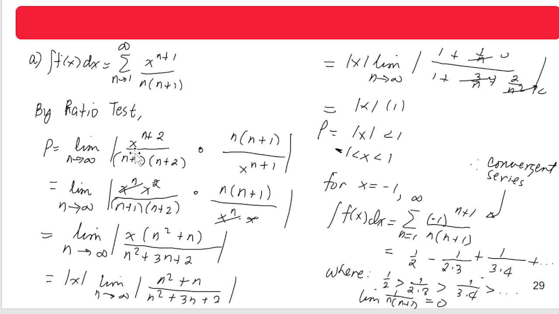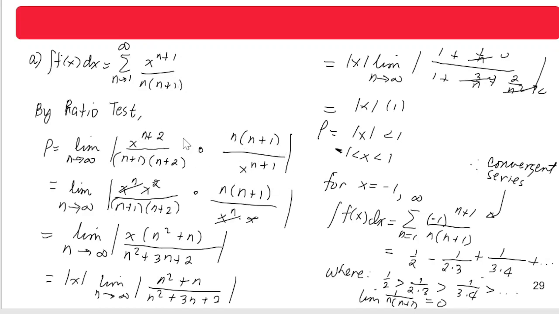So, u sub n plus 1 is obtained by replacing all the n variables here by n plus 1. So, you have x raised to n plus 2 all over n plus 2. This is n plus 1, this is n plus 1 plus 1, so n plus 2. Then, instead of division, I use multiplication. Then, we get the reciprocal of the n term. So, you have n times n plus 1 all over x raised to n plus 1.